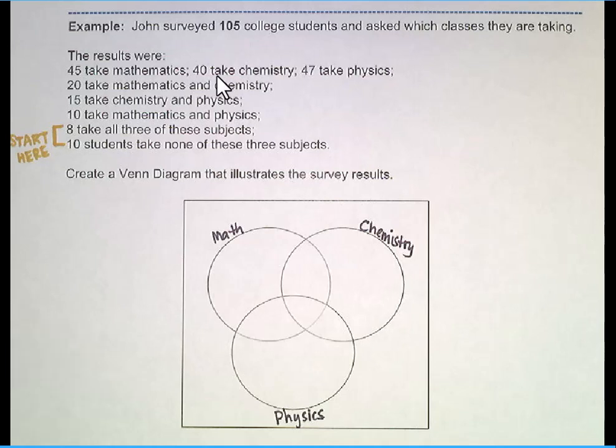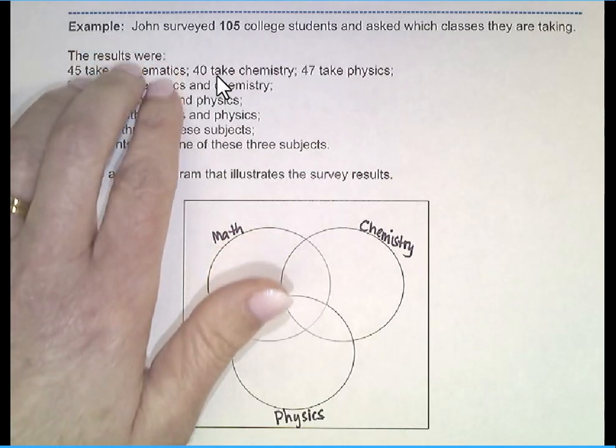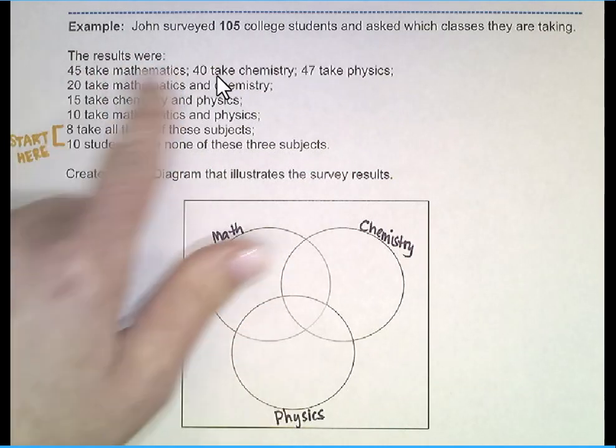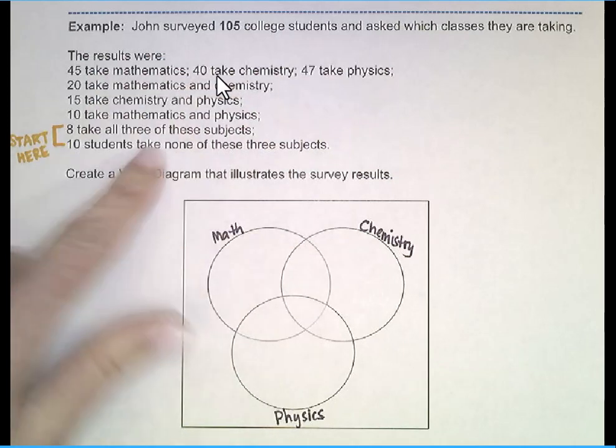Okay, now we're going to do a big word problem with a 3-circle Venn diagram. I'm going to show you the most efficient way to get to the answers on these as well. It starts off by saying John surveyed 105 college students and asked which classes they're taking, just these 105. Then it gives you all the results, rattling off a gigantic list of how many took math and chemistry and physics and so on.